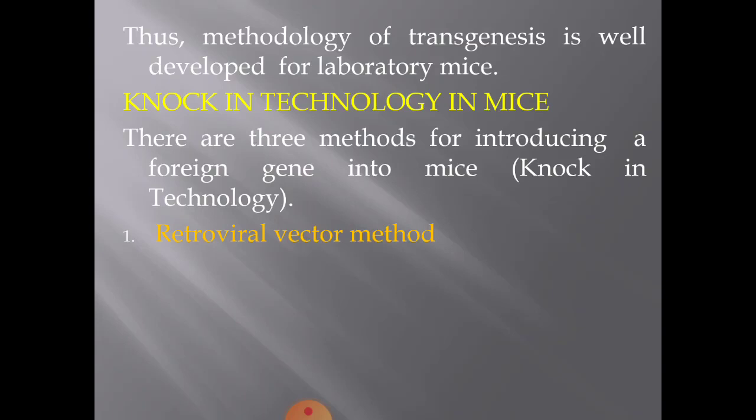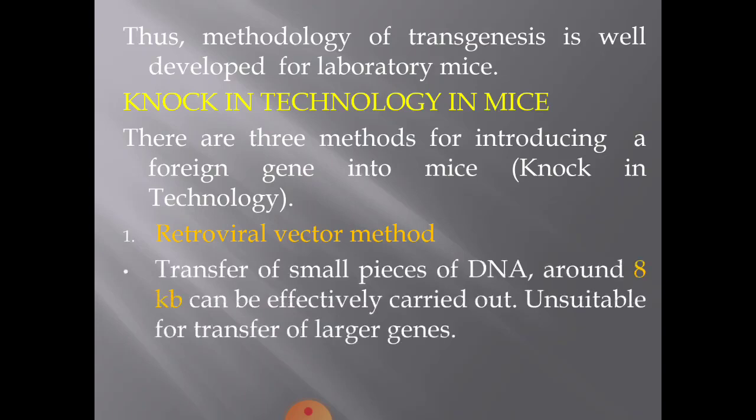There are three methods for introducing a foreign gene into the mouse in knock-in technology. First method is the retroviral method. Here you will make use of retroviral vectors. Retroviruses are a group of viruses which have been exploited to design vectors for rDNA technology experiments. So these retroviral vectors can be made use of to produce transgenic mice by knock-in technology.